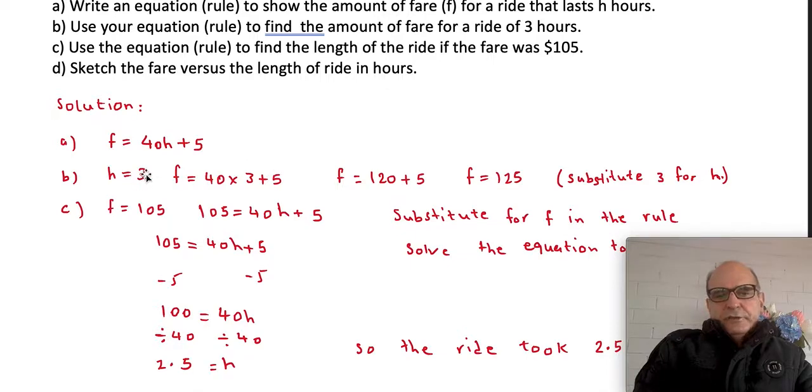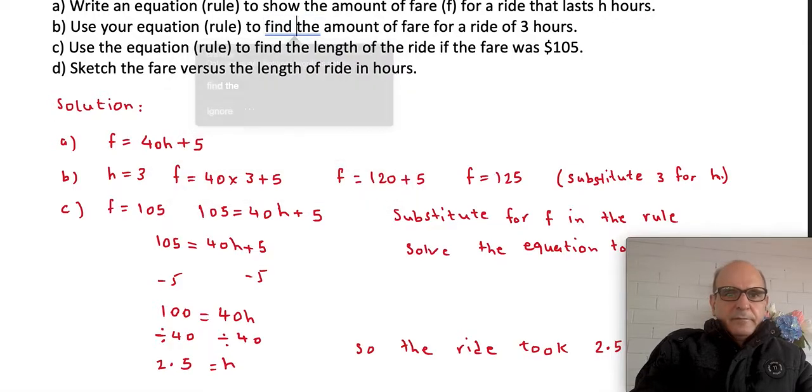Now h is 3 because the length of the ride is 3 hours. So we are going to substitute 3 for h. So that's going to be 40 times 3 plus 5. That gives us 120, plus 5, 125. So the fare comes to $125. Part C, use the equation or rule to find the length of the ride if the fare was $105.